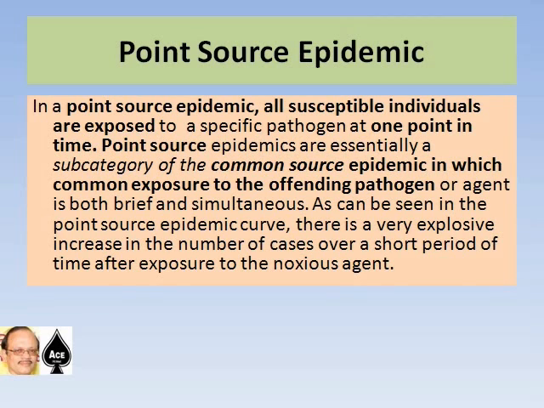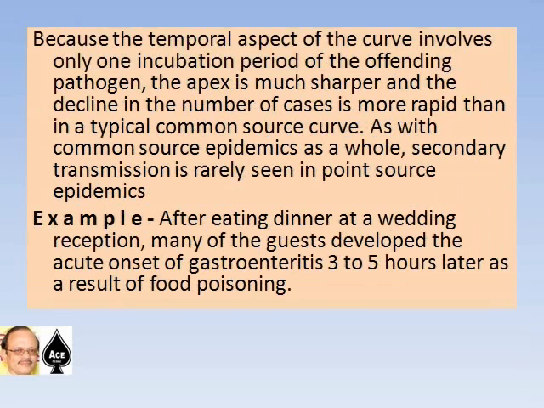In a point source epidemic, all susceptible individuals are exposed to a specific pathogen at one point in time. Point source epidemics are essentially a subcategory of the common source epidemic, in which exposure to the offending pathogen or agent is both brief and simultaneous. As can be seen in the point source epidemic curve, there is a very explosive increase in the number of cases over a short period of time after exposure to the noxious agent.